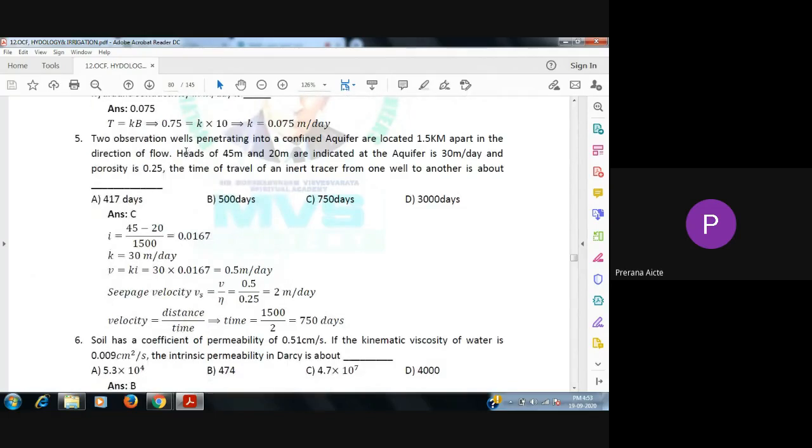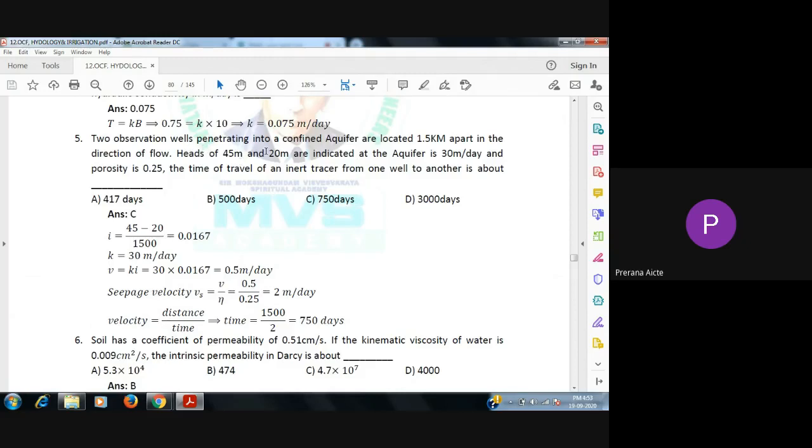Two observation wells penetrating into a confined aquifer are located 1.5 km apart in the direction of flow. Heads of 45 meters and 20 meters are indicated. The permeability of the aquifer is 30 meters per day and porosity is 0.25. The time of travel of an inert tracer from one well to another is about what? Velocity equals distance by time, a simple formula. First of all, find out the gradient: the head difference, 45 minus 20, for a length of 1500 meters. That is the I.